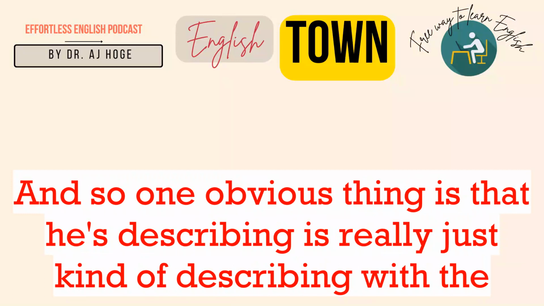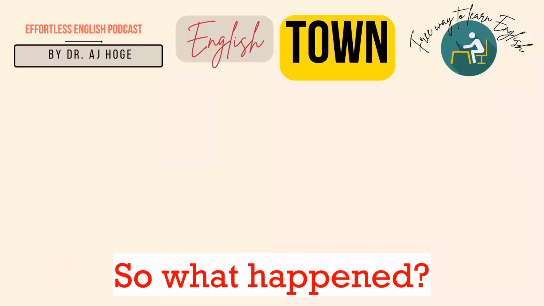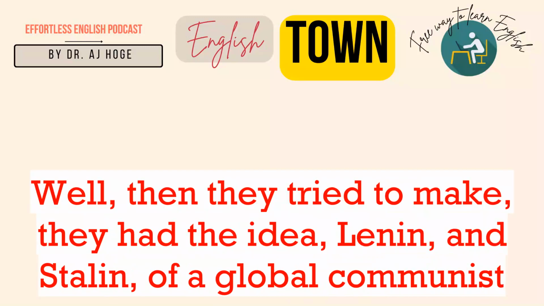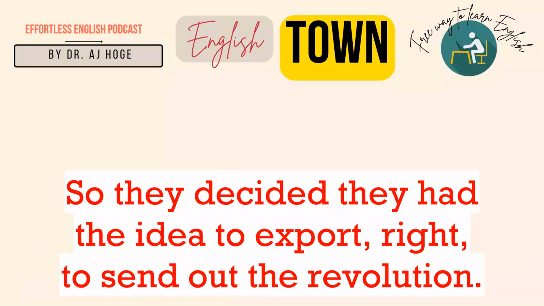And so one obvious thing is that he's really just describing with the animals what happened in the Soviet Union. So what happened? Well, first of all, they had their successful revolution. But then they had the idea, Lenin and Stalin, of a global communist revolution, right? The worldwide workers' revolution. So they had the idea to export, to send out the revolution.